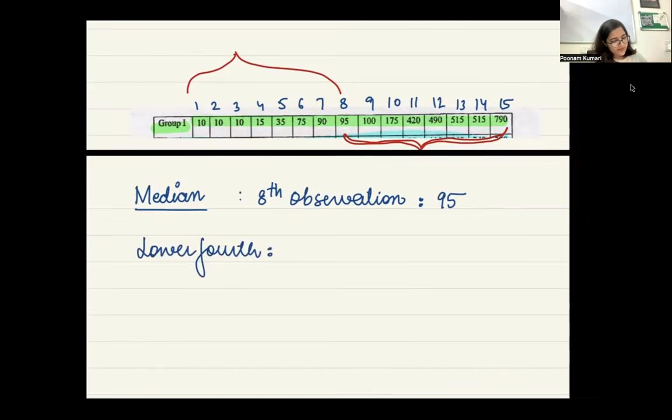Lower fourth is basically whatever is your lower half, you find the median of that. So here the median will be the average of these two observations. So 15 plus 35 is how much? 50 divided by 2, which is 25, right? And what is the upper fourth now?